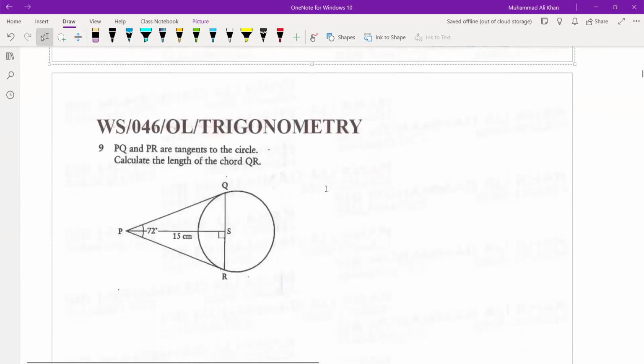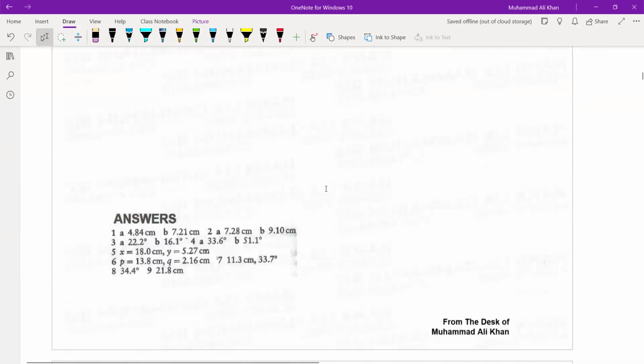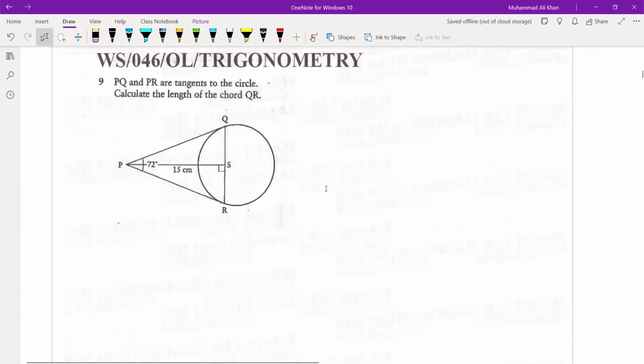Now, after that, the last question of the exercise, question number 9. PQ and PR are tangent to the circle. And what is a tangent? A tangent is a line which makes 90 degrees with the radius of the circle or with the diameter of the circle, right? Here are the two tangents. Calculate the length of the chord QR.